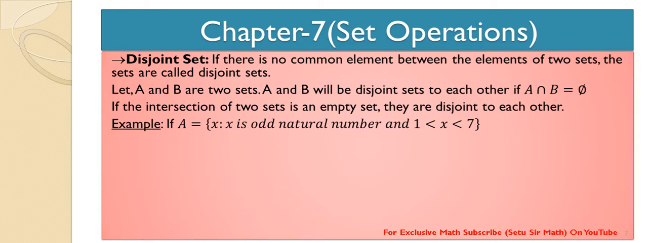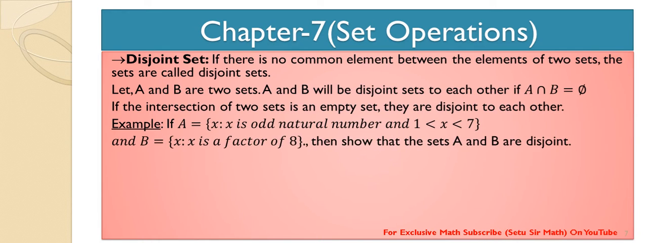Example, if A equals {x such that x is an odd natural number and 1 less than x less than 7}, and B equals {x such that x is a factor of 8}, then show that the sets A and B are disjoint. Now A equals {3, 5}, we have already found out, because x is an odd natural number and 1 less than x less than 7. That means we have to find out between 1 and 7 the odd natural numbers, and that is only 3 and 5. You can check. And x is a factor of 8. Already we know the factors of 8 are 1, 2, 4, 8.